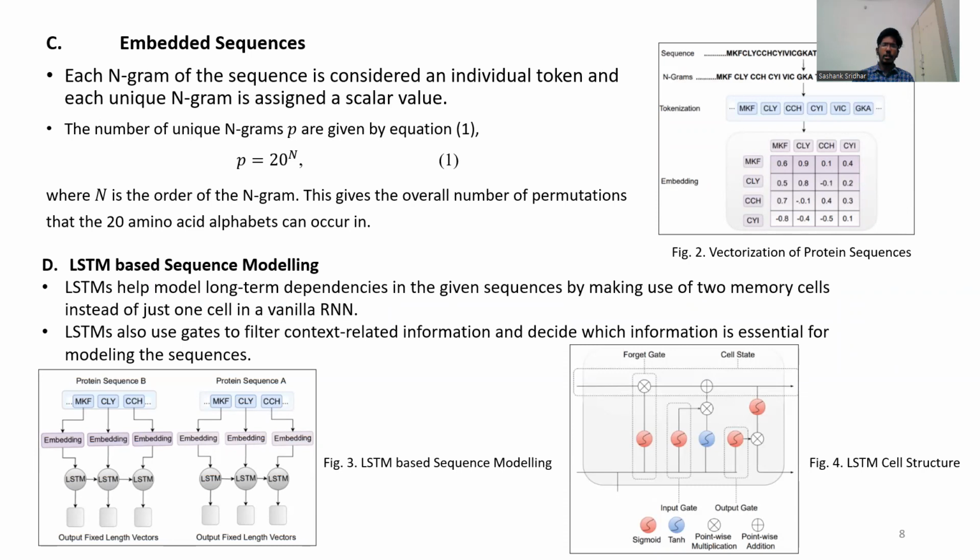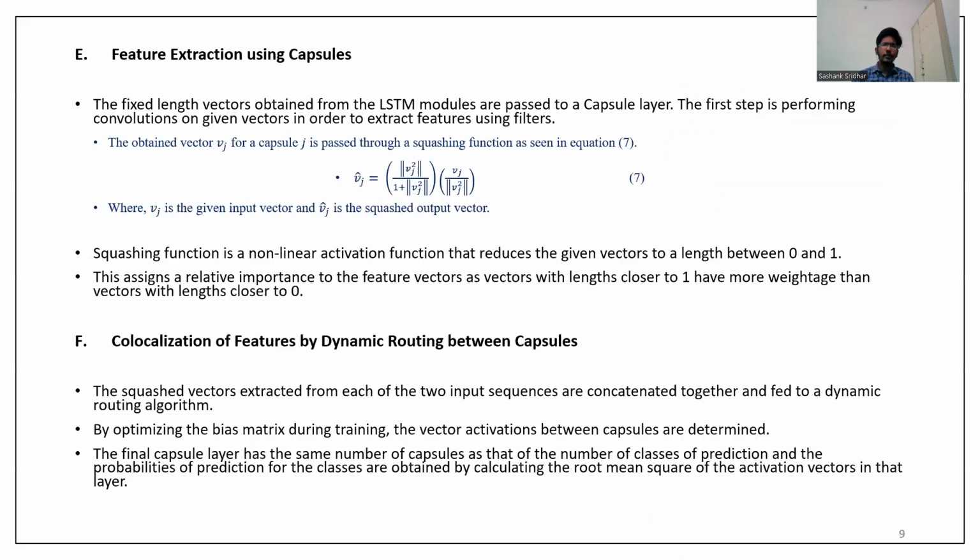LSTMs help in modeling long-term dependencies in the given sequence by using memory cells. By identifying sequences and relating them, we can get a temporal dependency between each sequence. Once this is done, the fixed length vectors obtained from the LSTM modules are passed to a capsule layer. The first step is performing convolutions of the given vectors in order to extract features using filters. Once this is done, we pass the output through a squashing function.